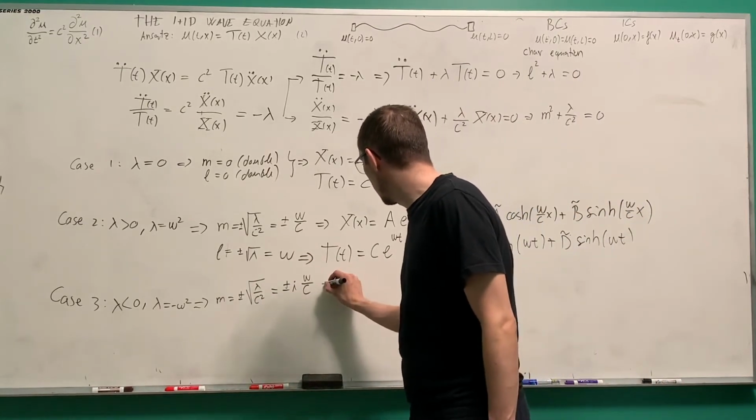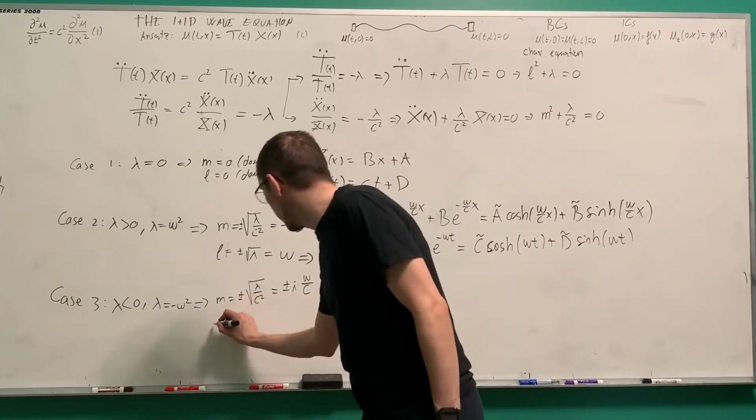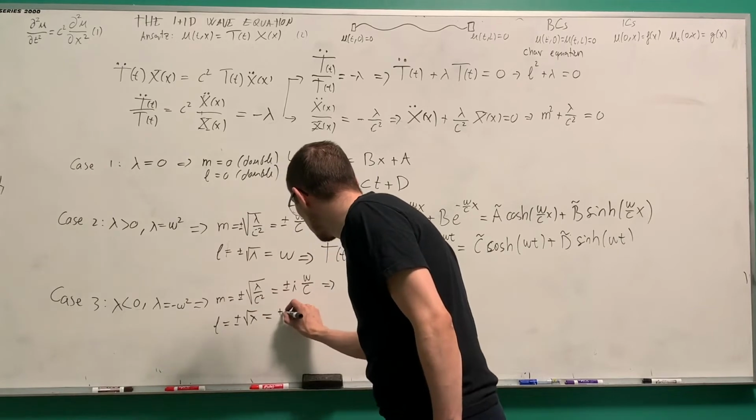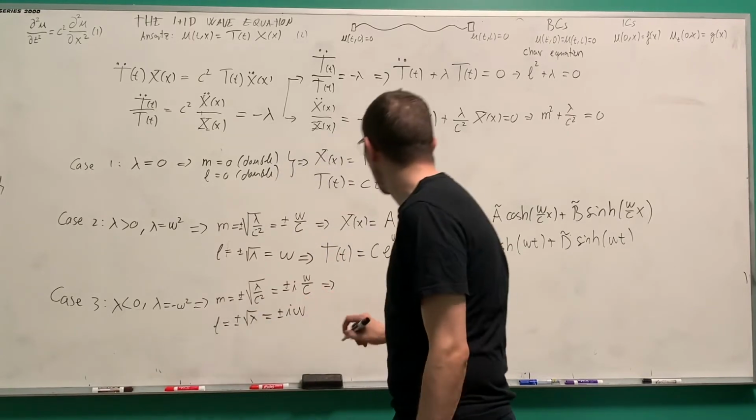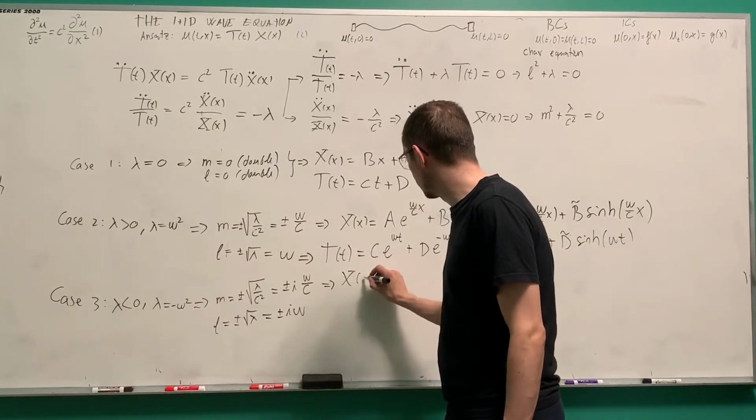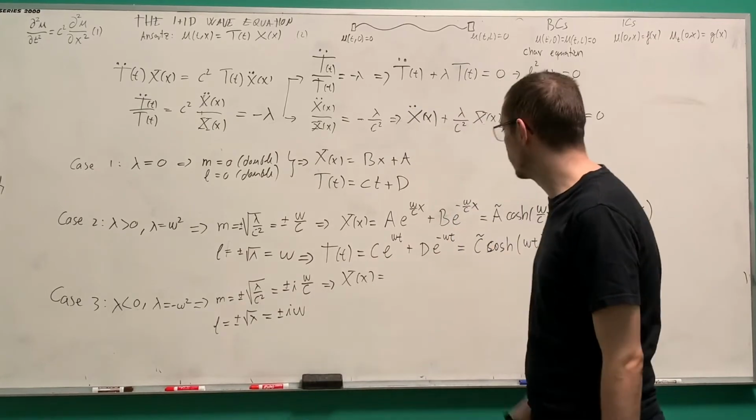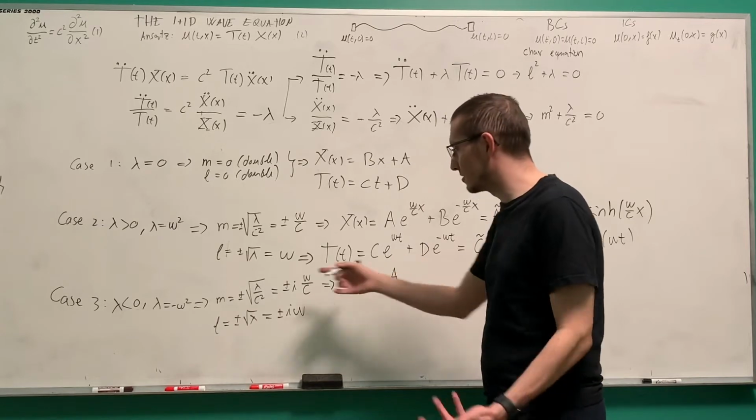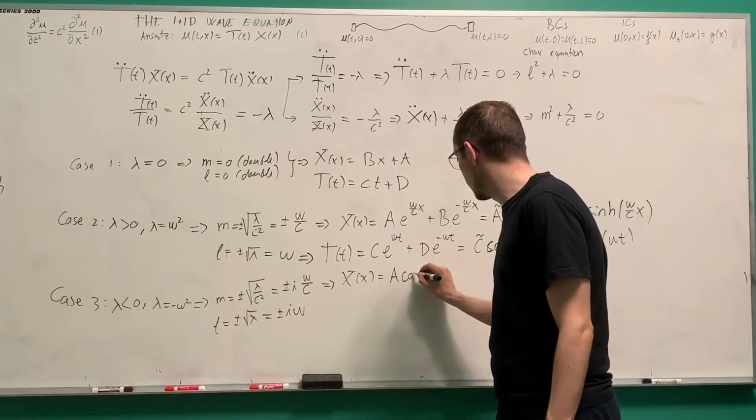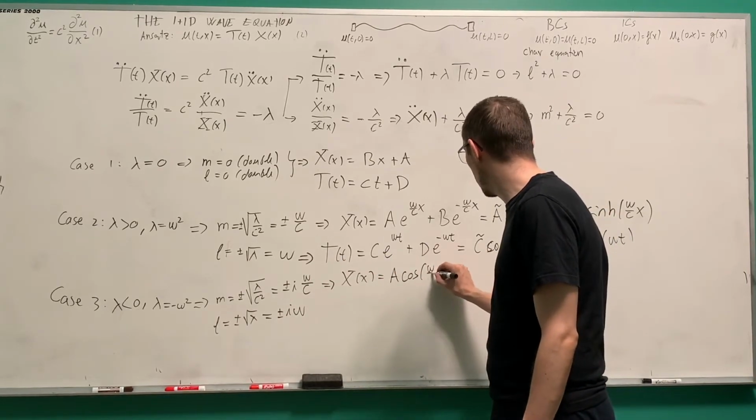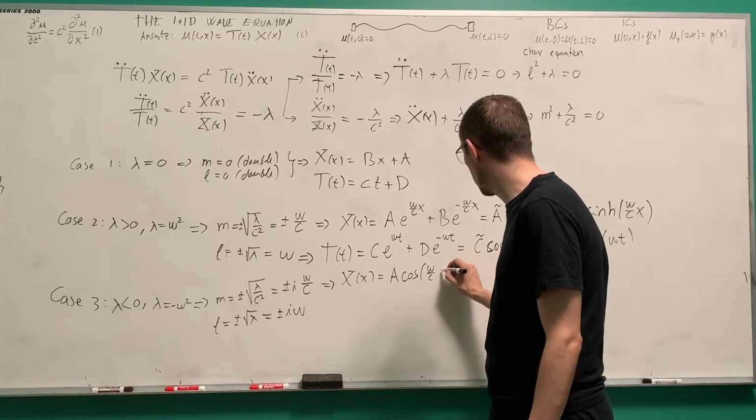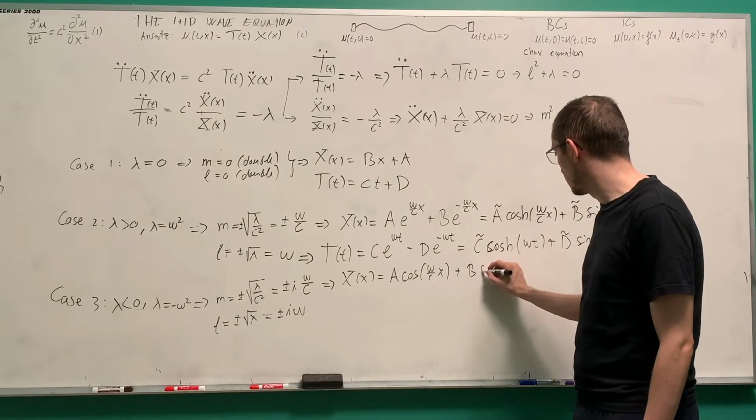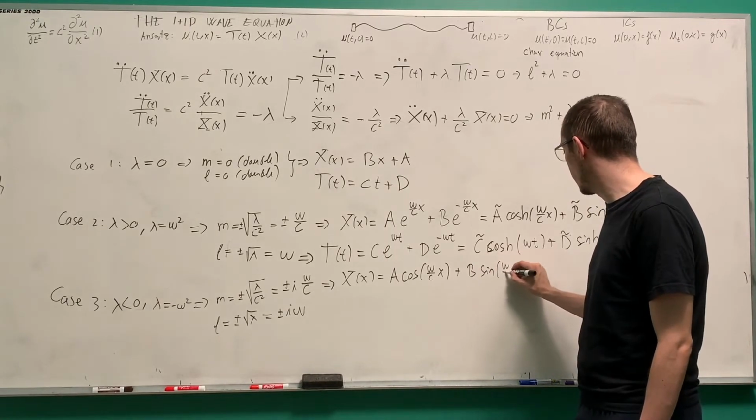And that means, and L, I'm going to write L here, L is equal to plus minus square root of lambda, which is plus minus i omega. So we get that X of x is equal to A, the oscillatory functions, right? Cosine of omega over c x plus B sine omega over c x.